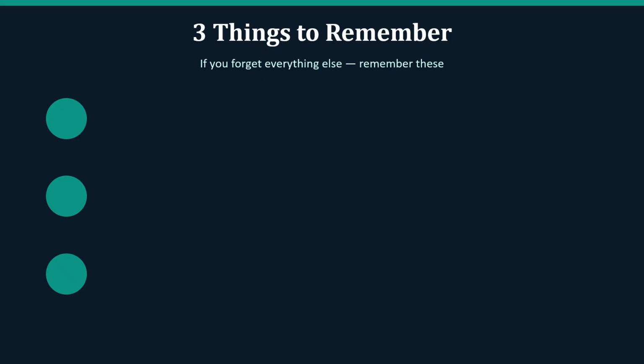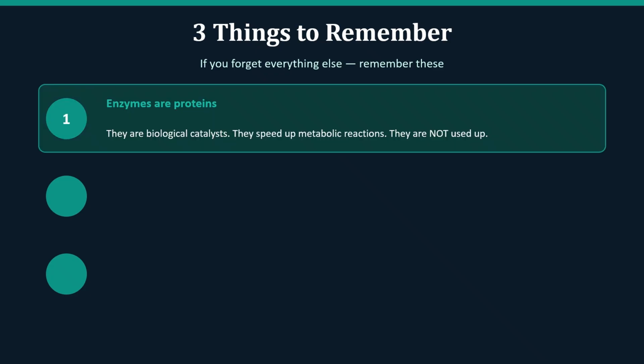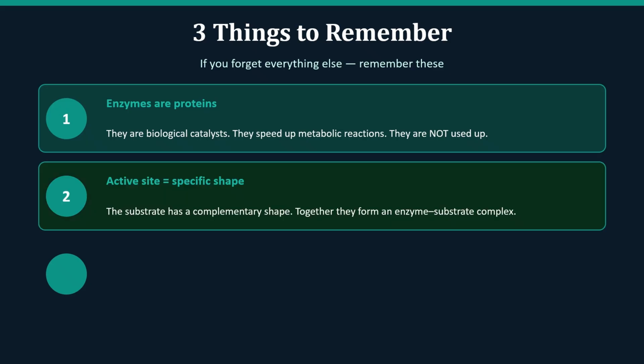Before we finish, let's log these 3 things into your memory. Number 1. Enzymes are proteins. They are biological catalysts. They speed up metabolic reactions and they are not used up. Number 2. An enzyme has an active site with a specific shape. The substrate has a complementary shape that fits perfectly into the active site of the enzyme. This forms an enzyme-substrate complex. That is why each enzyme only works on one substrate.